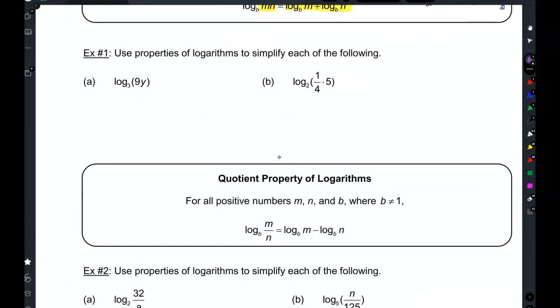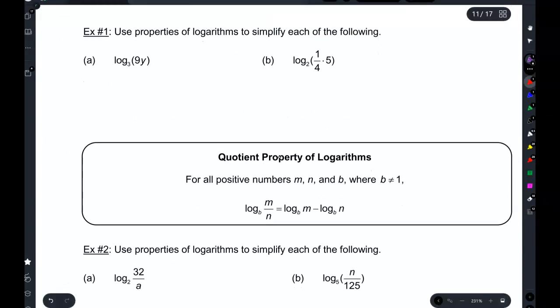So let's take a look at this one. I have log base 3 of 9y. How many things are inside the log? 2. So I'm going to separate them. This is going to be log 3 of 9 plus log 3 of y. We do not use the words distribute. We are not distributing a log. That is a different concept. What you do is you assign each element its own logarithm, and if they're being multiplied inside, you add them.